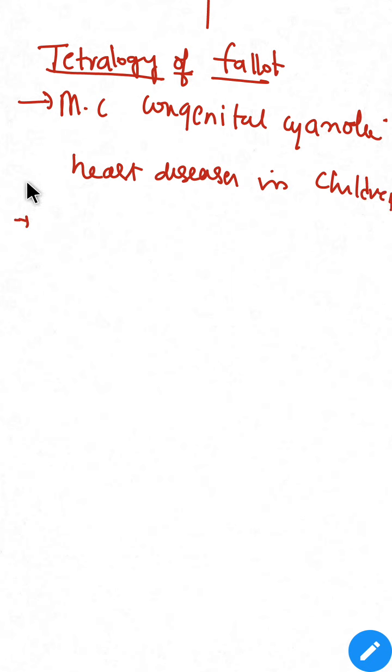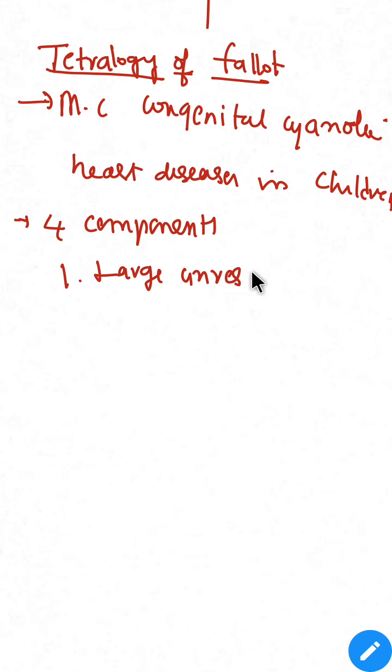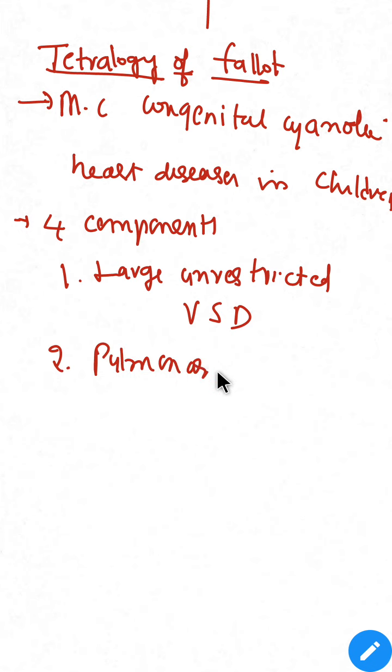Let's see the various components of tetralogy of Fallot. There are mainly 4 components. The first one is a large unrestricted ventricular septal defect. Second is pulmonary stenosis. Third is overriding of aorta.